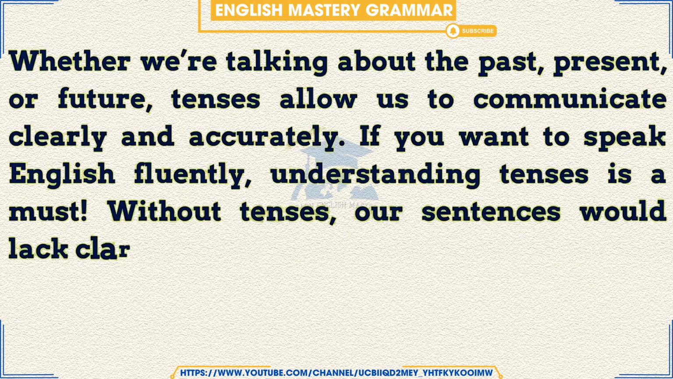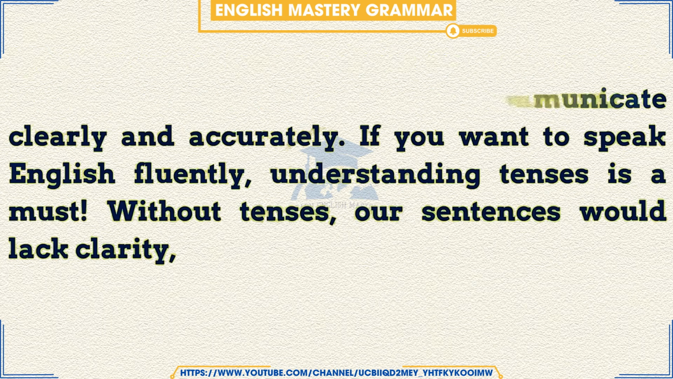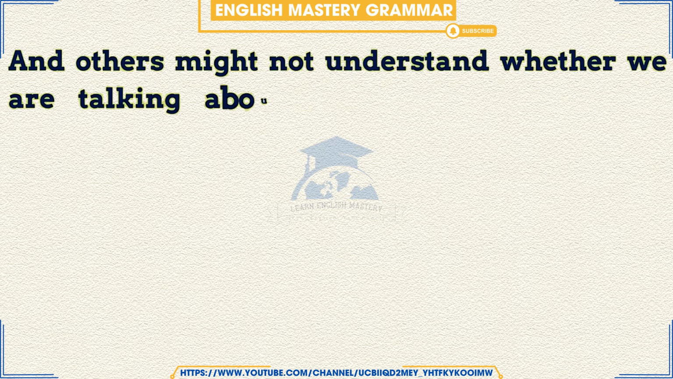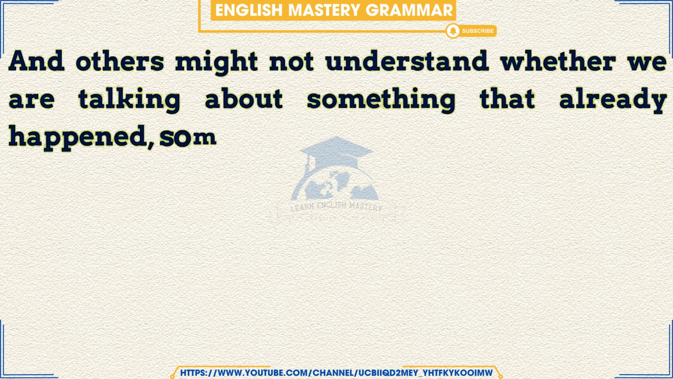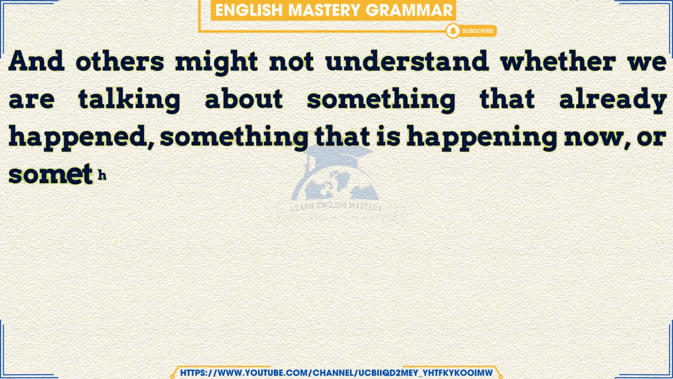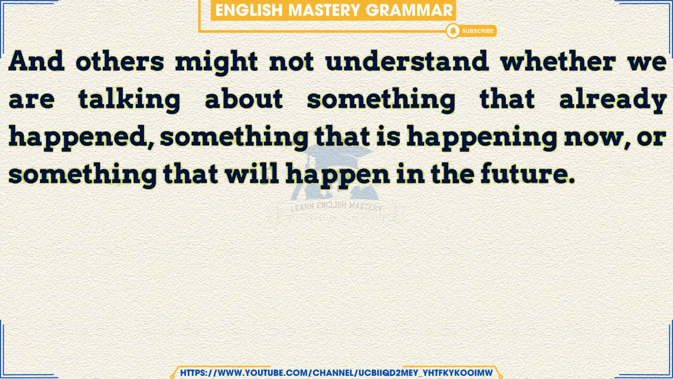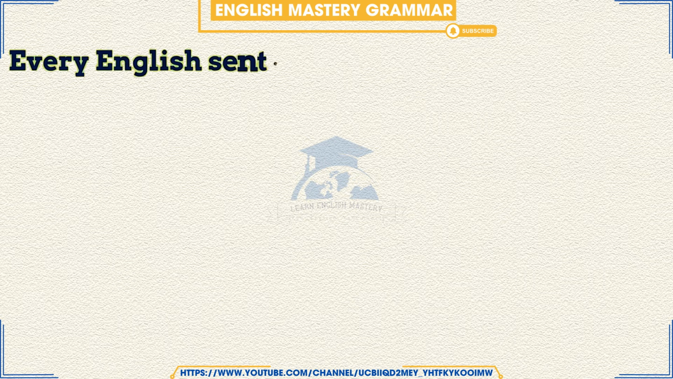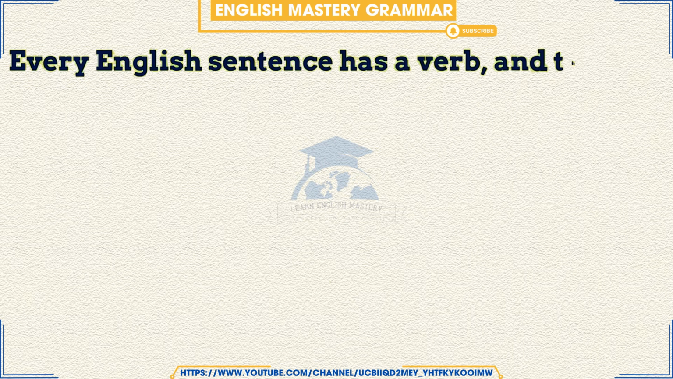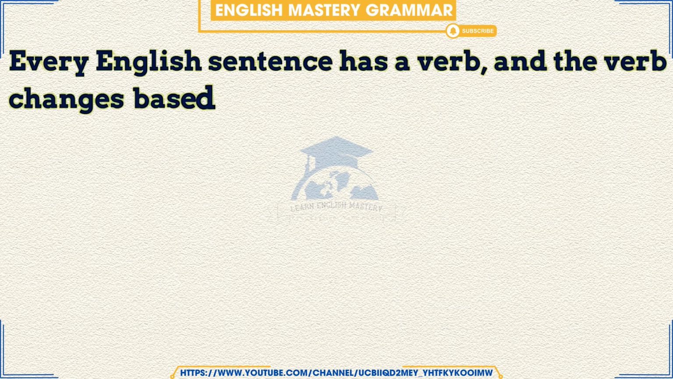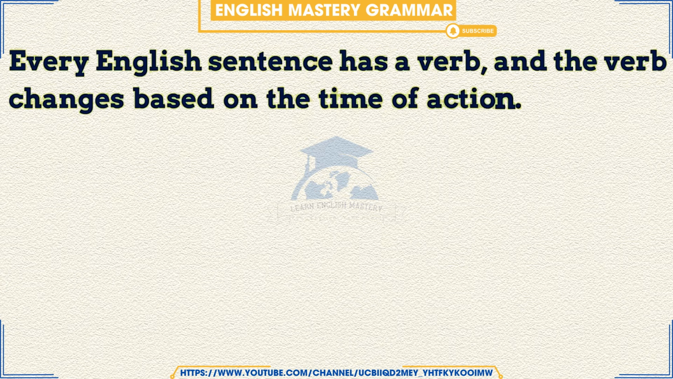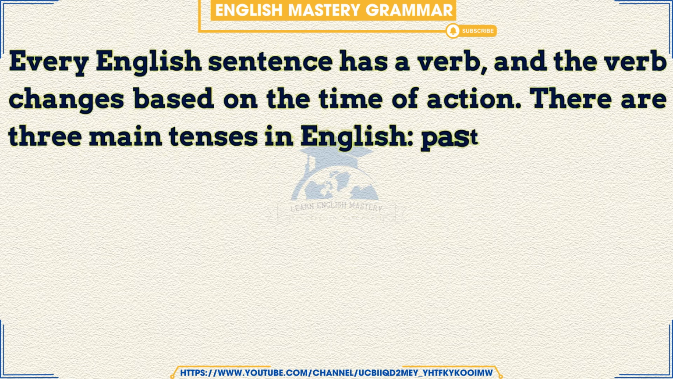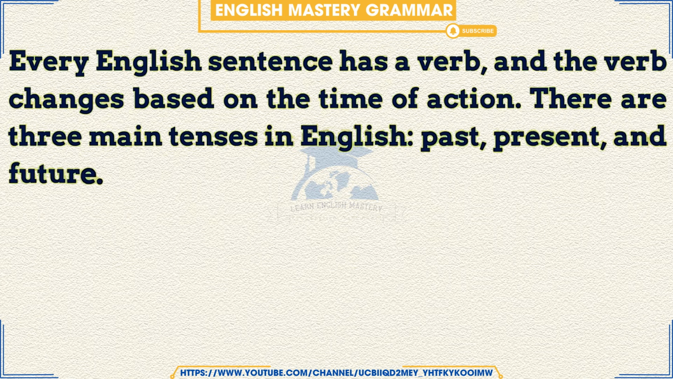Without tenses, our sentences would lack clarity, and others might not understand whether we are talking about something that already happened, something that is happening now, or something that will happen in the future. Every English sentence has a verb, and the verb changes based on the time of action. There are three main tenses in English: past, present, and future.